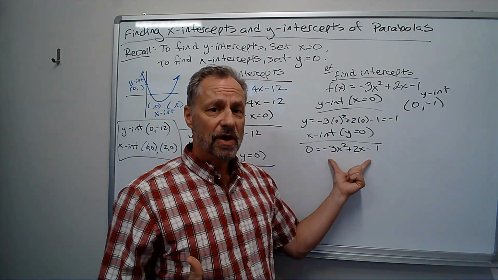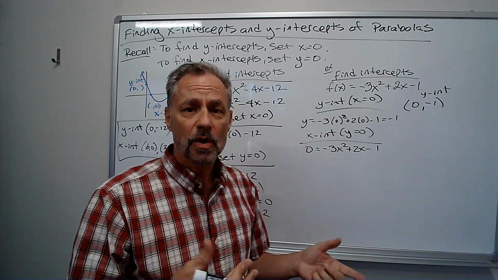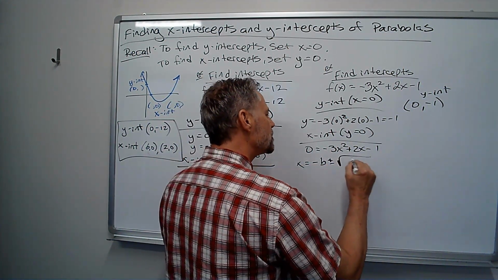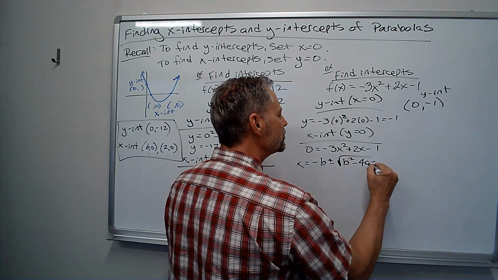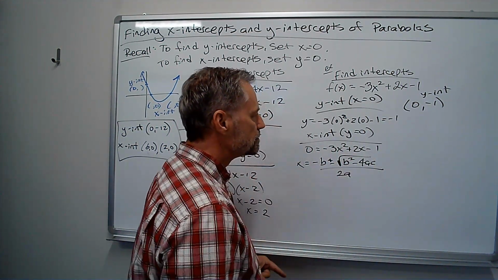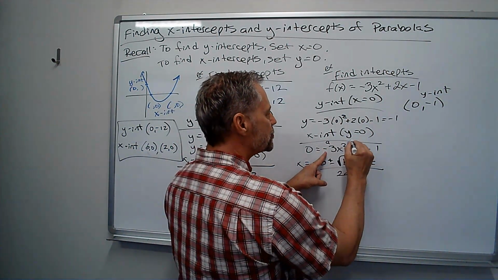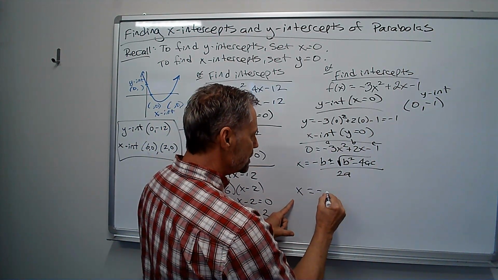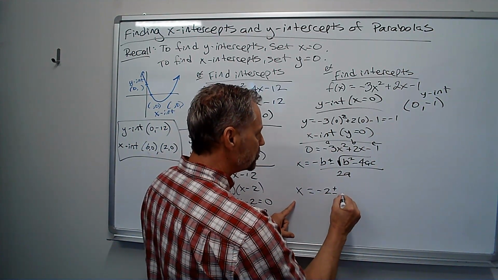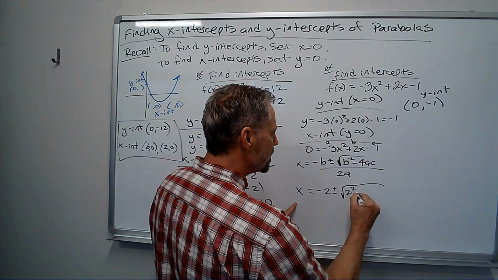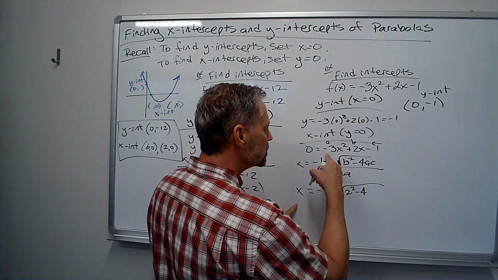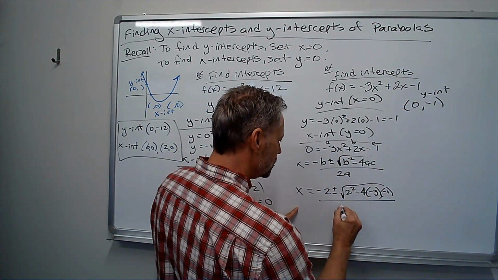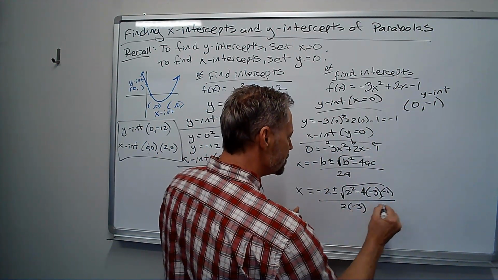This one, maybe I don't know how to solve. I don't know how to factor it, so I'm just going to use the quadratic formula. So remember, we get x equals negative b plus or minus the square root of b squared minus 4ac, all over 2a. Okay, so in this case, a is negative 3, b is 2, c is negative 1. When I plug it in, I get x equals negative 2 plus or minus the square root of 2 squared minus 4 times a, which is negative 3, times c, which is negative 1, all over 2 times a, which is negative 3.